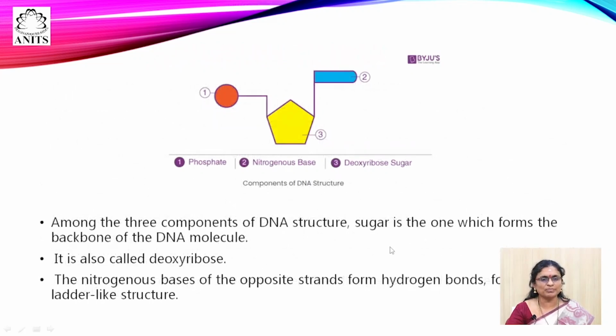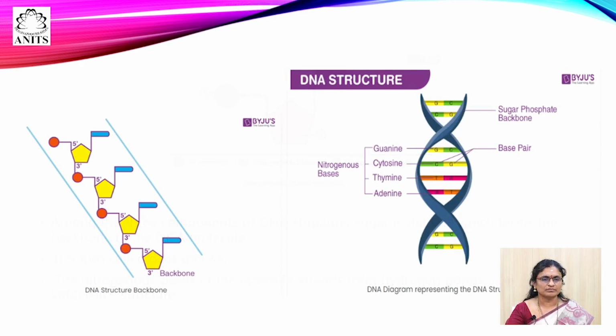This is the component of DNA structure with the phosphate group, nitrogenous base, and deoxyribose sugar. Among the three components of DNA structure, sugar is the major one. It forms the backbone of DNA molecule. It is also called as deoxyribose sugar. The nitrogenous bases of the opposite strands form hydrogen bonds, forming a ladder-like structure. This is the structure of DNA, which is a double helical structure.